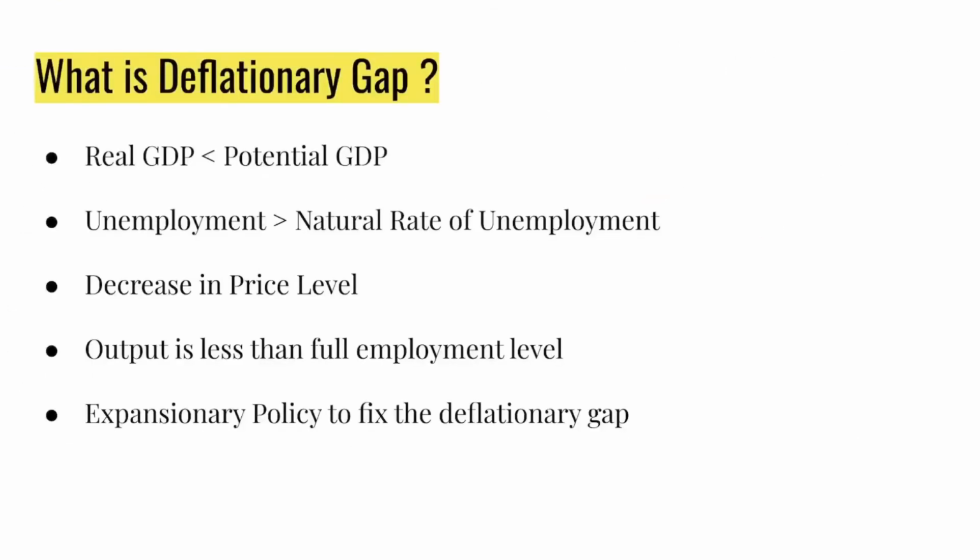And I'm going to explain what a deflationary gap is. A deflationary gap is when the output is less than the full employment level. The real GDP is smaller than the potential GDP. The unemployment is greater than the natural rate of unemployment. And there is a decrease in price level.